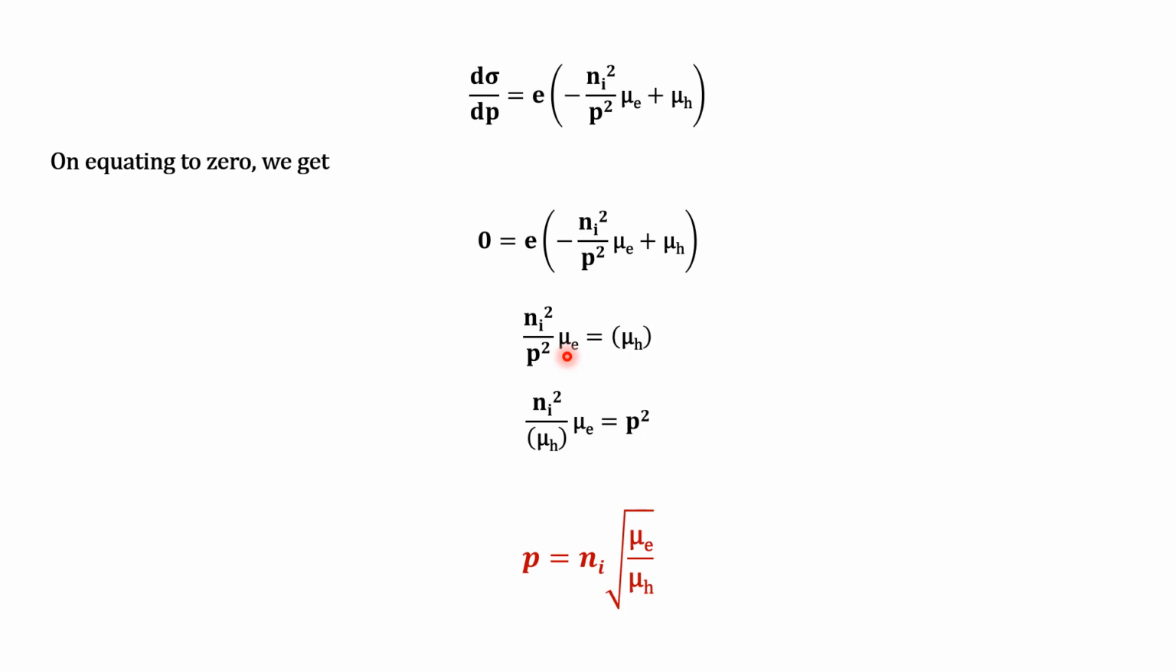So the basic idea here is that we have to differentiate the conductivity equation with respect to p. Why do we differentiate with respect to p? Because the hole concentration was asked. And finally, after differentiating, we equate it to 0 in order to get the final hole concentration. So I hope this question is clear to all of you.